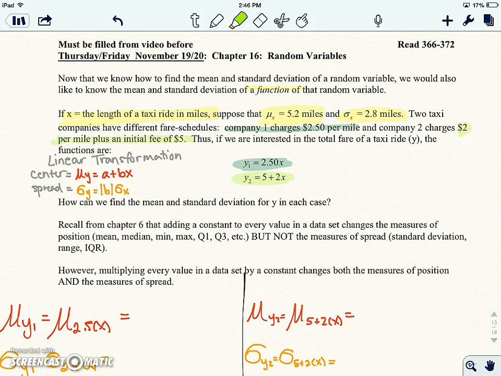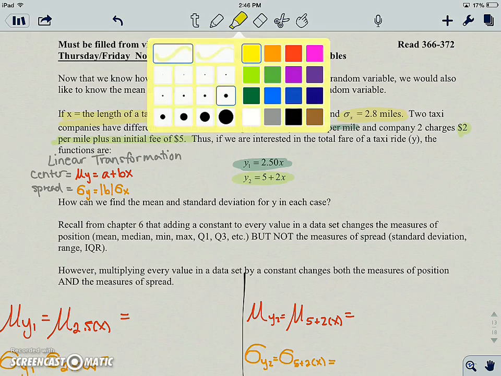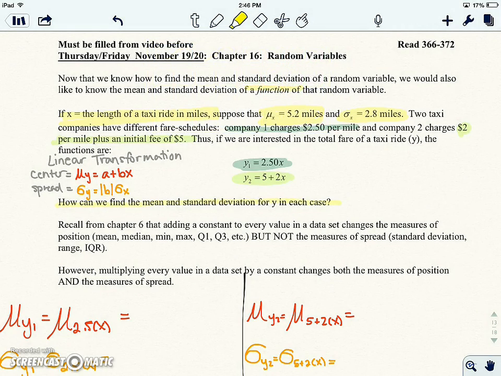Go back and look at your notes. And the question arises, how can we find the mean and standard deviation of Y for each case? Well, what we're going to do is use a linear transformation. And these are our formulas. We were trying to find the center, which would be the mean of Y, and we're also trying to find the spread, which would be the standard deviation. I'm just going to leave those there for a minute and show you how to use them.